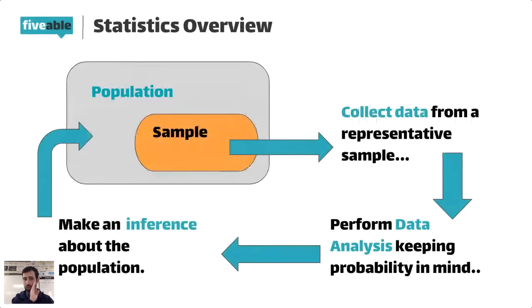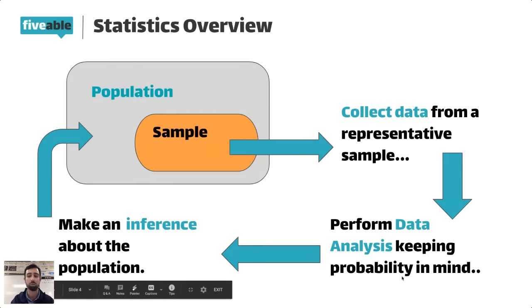I did want to show this just to give you an idea of why stats is so important. Stats is the idea that if you want to know something about a population, how do we do that? Most times we take a sample, we make sure that the data we collect from the sample is representative. We then perform some sort of analysis on it, keeping probability in mind. And then we use that data to make an inference about the population, because it's really tough to get numbers about a population. So that's the general thought for statistics.